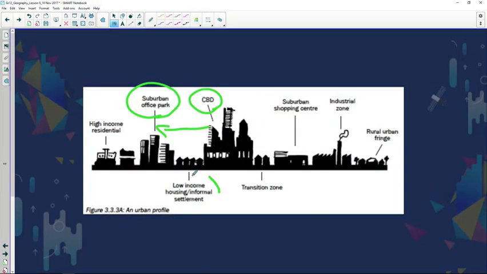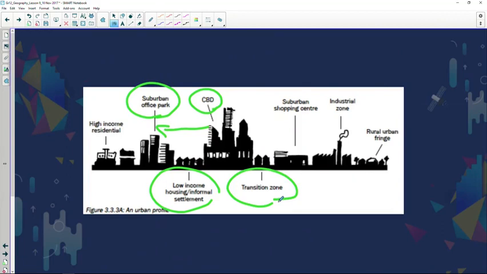Now, obviously, you've got your low-income housing situated very close to your CBD. When we look at the different models, the reason why is because back in the day there was no such thing as private transport. There was public transport, but the low-income housing was closest to the CBD so people could walk to work. A transition zone is the movement from the CBD to the suburban areas.